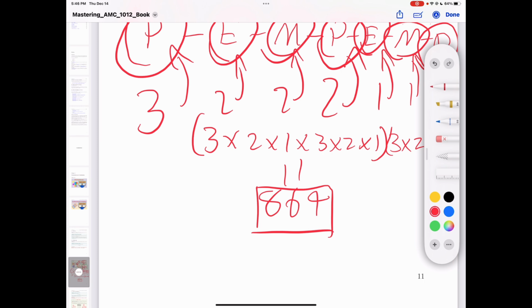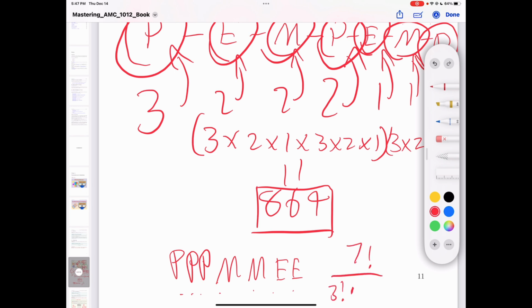Let's see, so we have 3 P's, so P, P, P. Oh, right. So we have M, M, and E, E. Let's see, how many letters is that? It's 4, 6, oh my god, 7 letters. 7 factorial over 3 factorial times 2 factorial times 2 factorial.